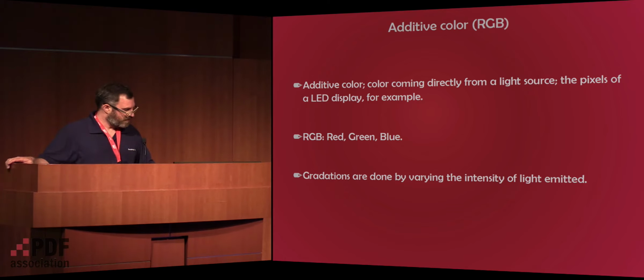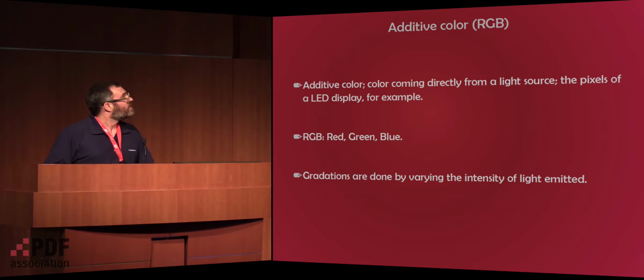If you do equal primaries, then you get gray, and if you increase the intensity, you get white, as opposed to subtractive color where you increase the ink, you get a darker color.